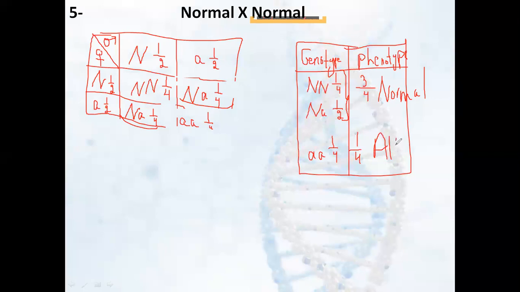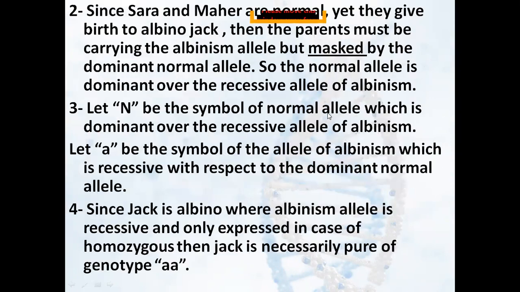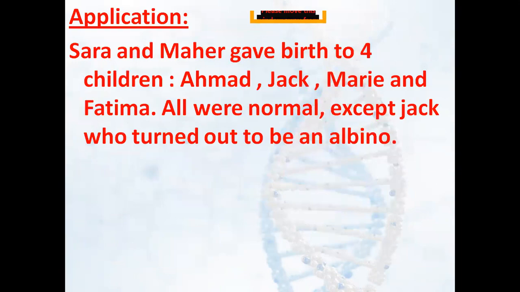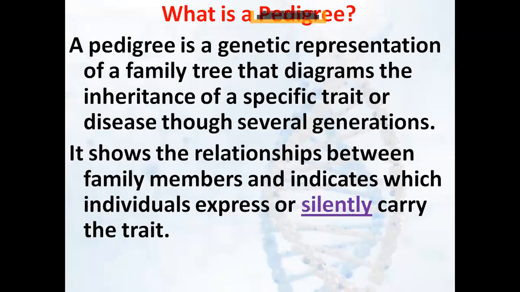So this will verify the results. Why? Because one out of four children is affected, Jack, and Mary, Fatima, and Ahmad are normal. So 3/4 are normal. So this is the case of the pedigree. Here we covered the pedigree. You know how to determine if the allele is dominant or recessive according to the pedigree. And also we covered the case of codominance, which is the last case in the inheritance for this session.